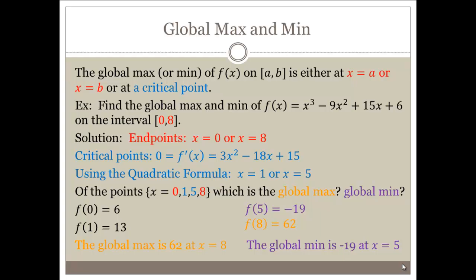So this tells us that on the interval from 0 to 8, the largest value of f of x is 62, and it happens at the endpoint 8, and the smallest value on the interval 0 to 8 of our function f of x is negative 19, and it happens at x equals 5.